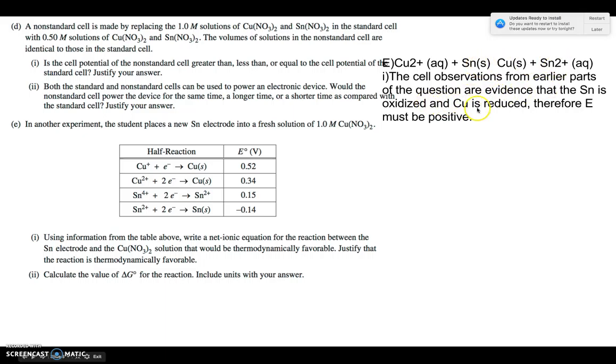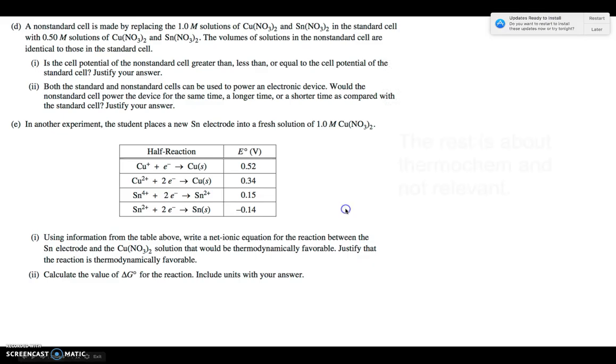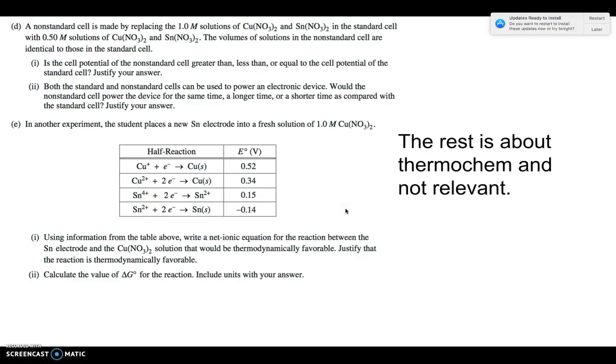And the cell observations from earlier parts of the question are evidence that the Sn is oxidized and copper is reduced, therefore E must be positive. And that's really all. The rest is just thermochem, so it's not relevant.